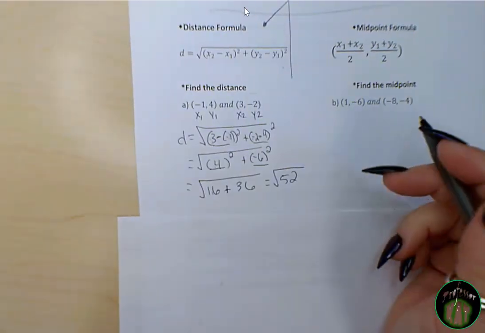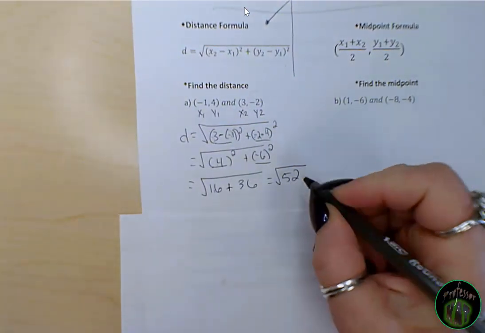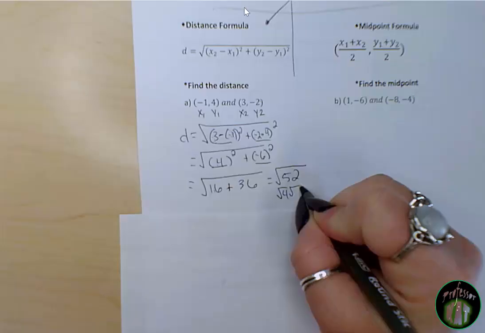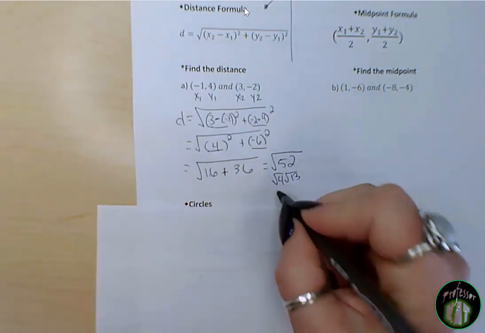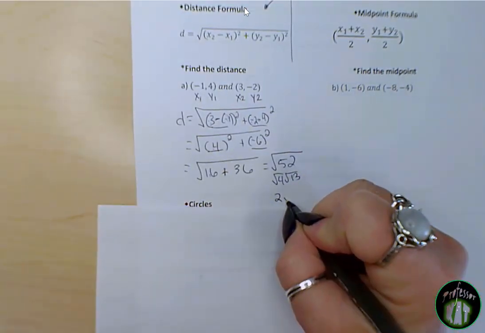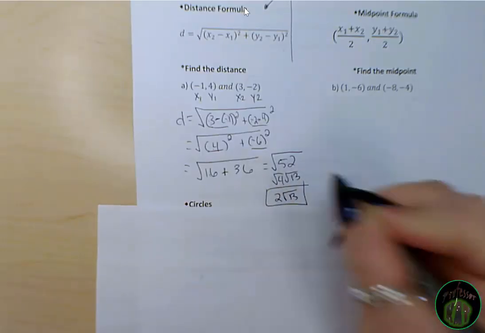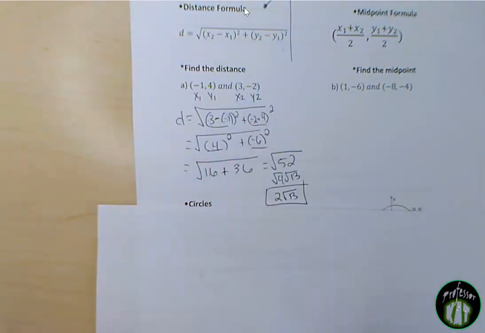If you're going to simplify this by hand, you need to break it down into a multiplication. 52 is 4 times 13. The square root of 4 is a 2. Square root of 13 cannot be simplified. So the distance between these 2 points is 2 square roots of 13. Or you can go ahead and throw that in the calculator to get the actual decimal representation of that, which is going to be about a 7.2 there.